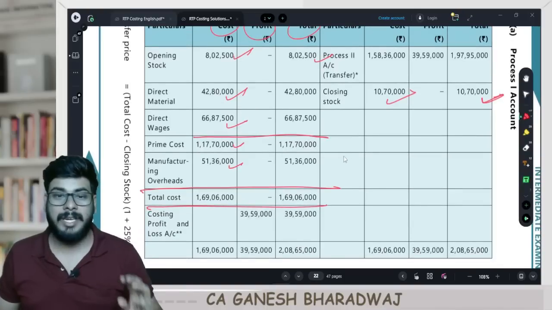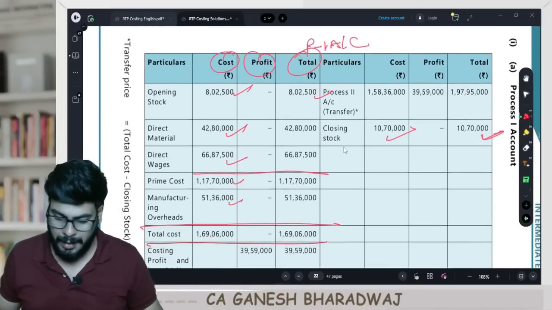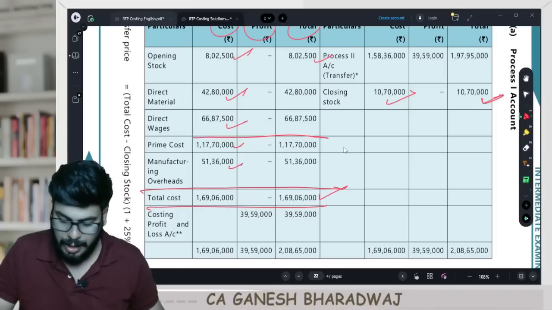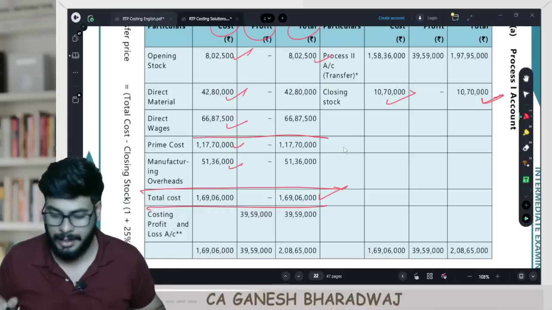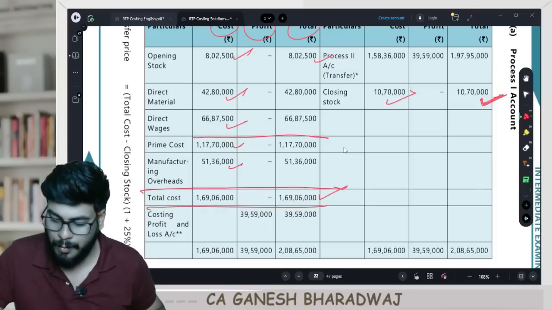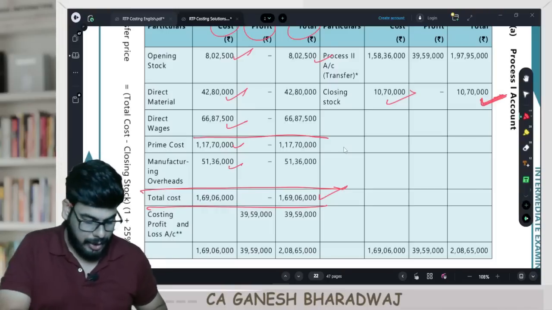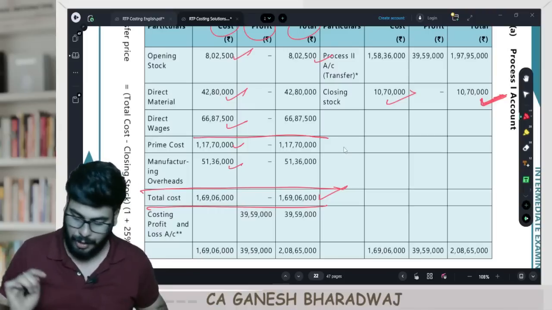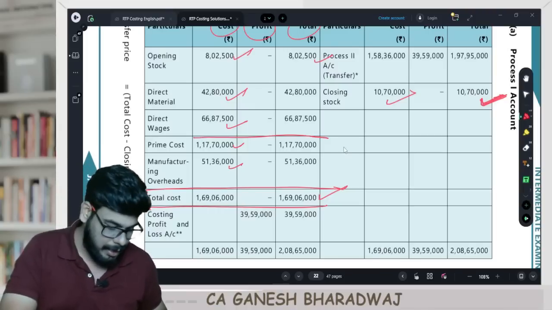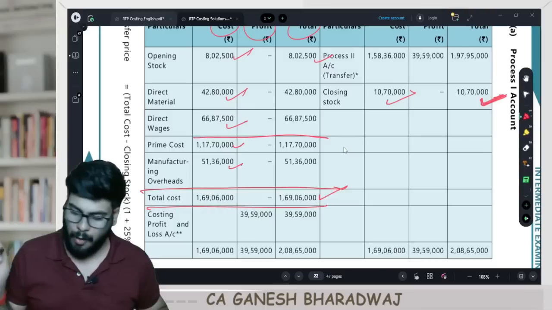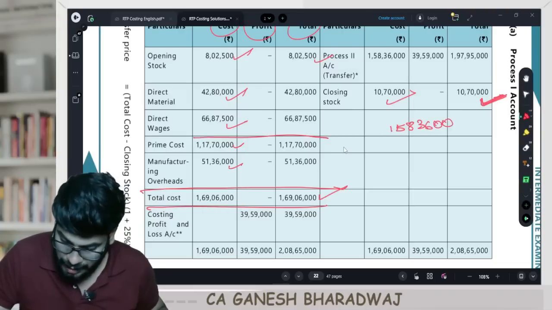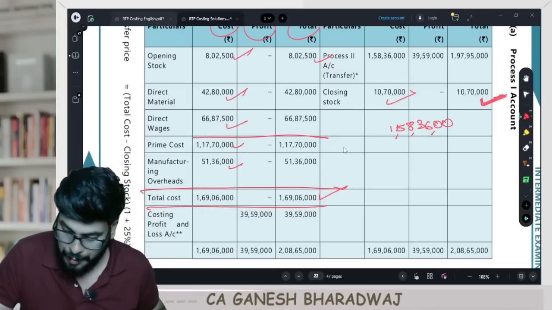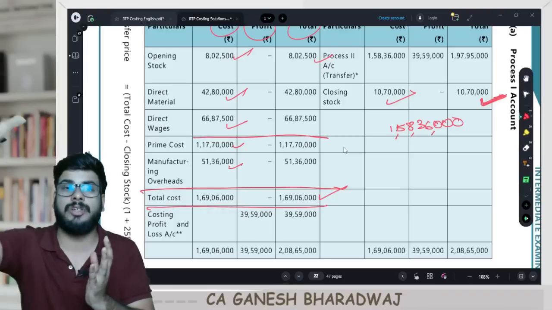Now we need to calculate the transfer price. If you see, what is the total cost incurred here in process one? It is going to be 1,69,06,000. Out of this, they are retaining 10,70,000. So 169,06,000 minus 10,70,000. How much is that going to be? 1,58,36,000, right? So this is going to be the cost of goods that I am going to transfer to the next process.